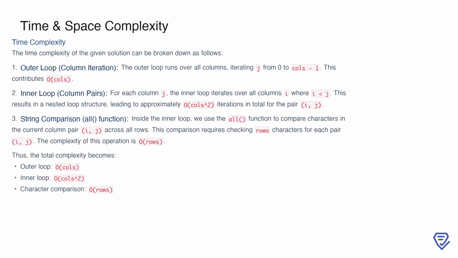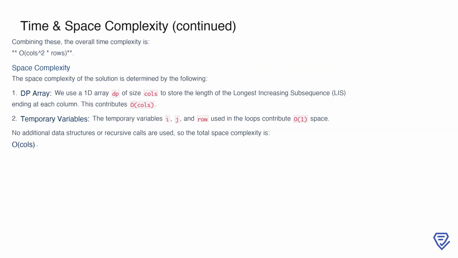Finally, within this inner loop, we perform a character-by-character comparison for the current column pair across all rows. This comparison uses the all function, which checks rows characters, giving us an additional O(rows) for each pair. When we combine these, the total time complexity includes contributions from the outer loop, the inner loop, and the character comparisons, which we'll summarize shortly. When we merge these components, the overall time complexity of the algorithm becomes O(cols^2 * rows). This reflects the combined cost of iterating over all column pairs and performing the necessary row-wise character comparisons.